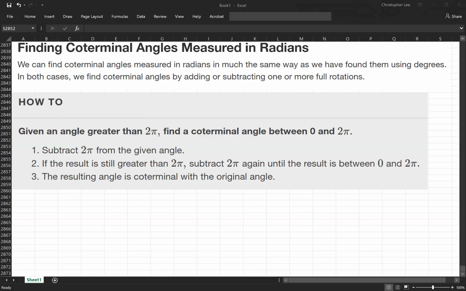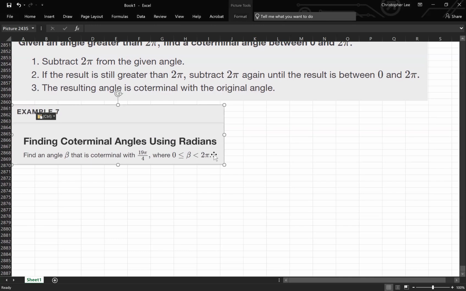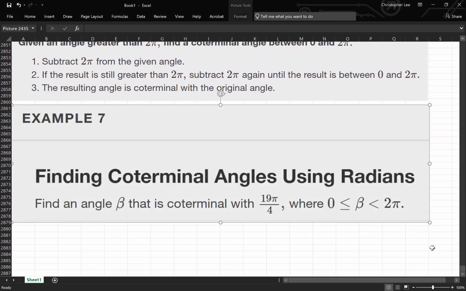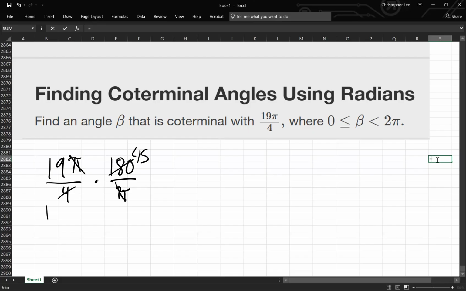So if it was me doing this example real quick, this is trying to find a coterminal angle right here. What I would do first is take 19 pi over 4 and multiply that by 180 over pi. This is like 1, and that's 45. Then I would do 45 times 19. So I got 855. So I know it's 855 degrees. That being said, what am I going to do? Subtract 360 from it. Let's see what that is.